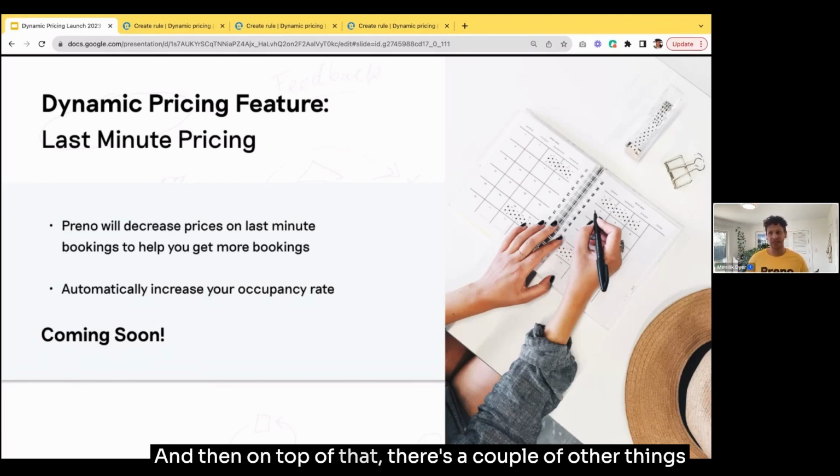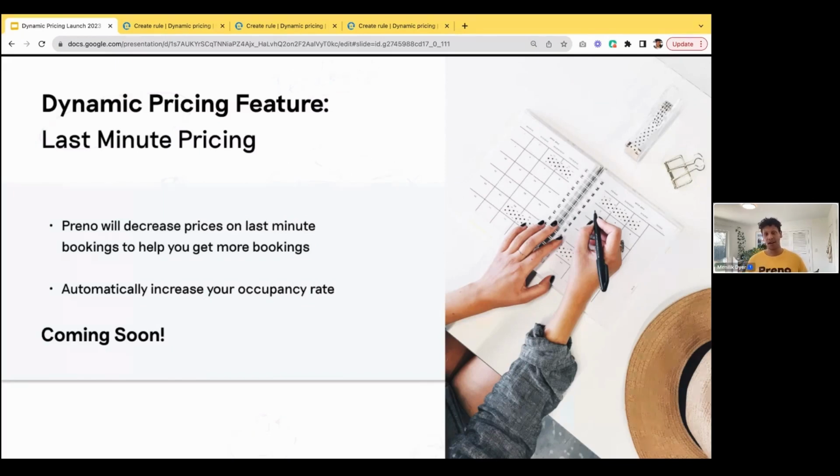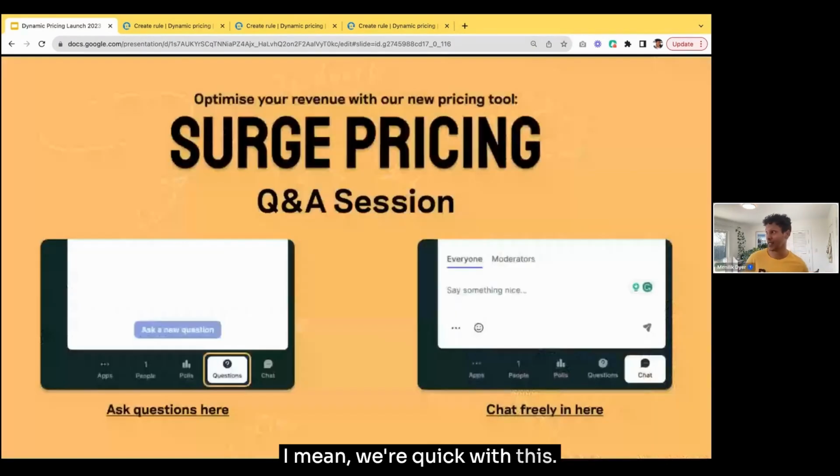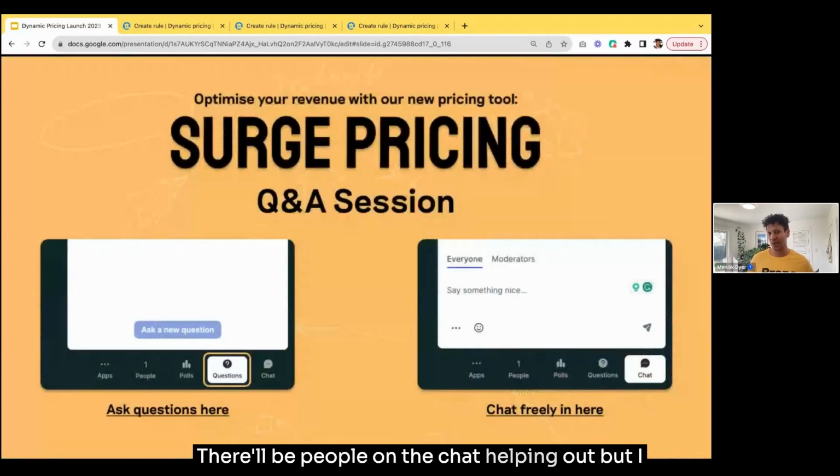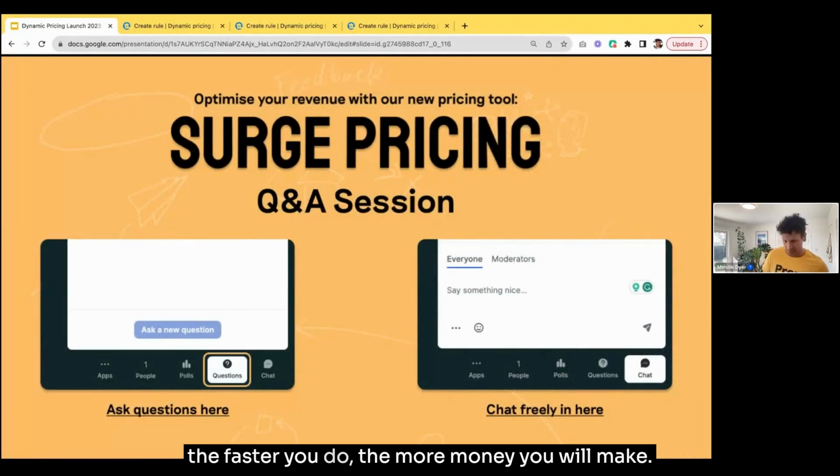And then on top of that, there's a couple of other things that I'm not going to talk about today that are coming as part of these features for dynamic pricing. So that's it. We're quick with this, but I'm going to stay on for a little bit longer. There'll be people in the chat helping out, but I really do encourage you to go set it up now, because the faster you do, the more money you will make.